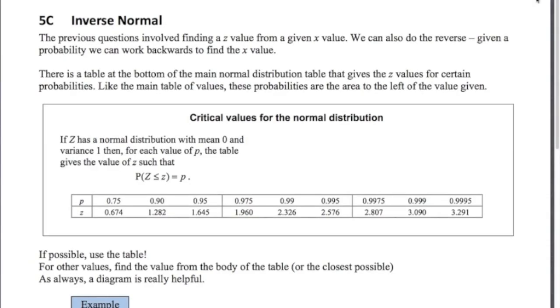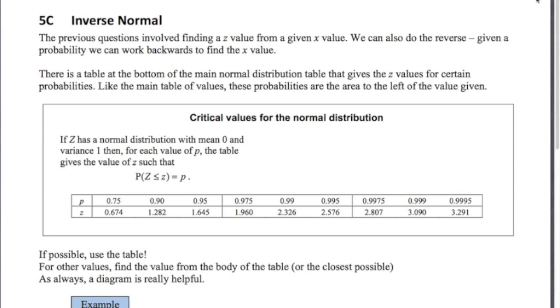Hi, in this video today we're going to be looking at inverse normal problems. If you looked at the previous videos, you'll see that in the last video we were dealing with normal distribution problems where we were given an x value and had to find a probability. In these questions we're going to do the reverse. We're going to be given a probability and asked to find the x value.